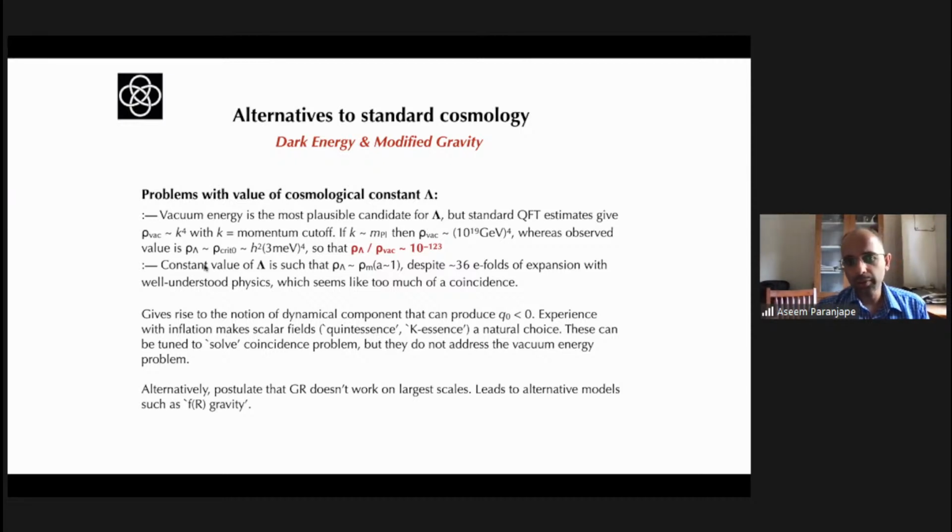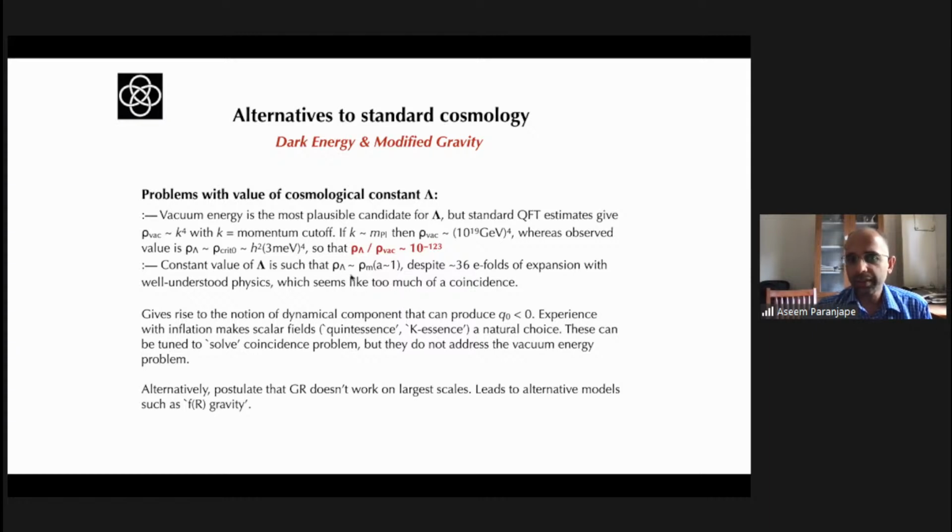Secondly, there is also this curiosity that if I look at the value of rho lambda today, omega lambda of 0.7, and I consider the value of rho matter today, which is omega matter of 0.3, 0.3 and 0.7 are not very different from each other.